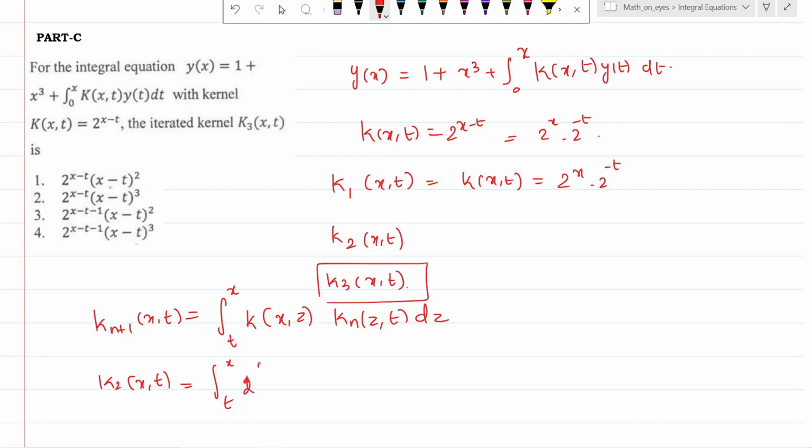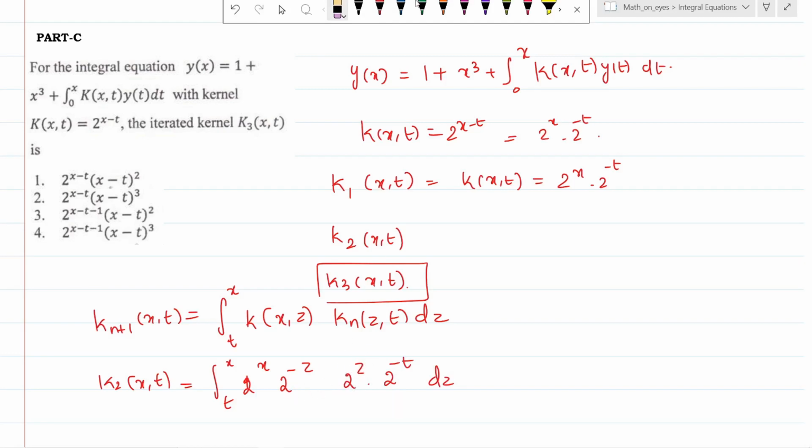So we will have 2 to the power x, 2 to the power minus z. And here k_n of z comma t. For k2 we will go with k1 here, k of x comma z and k1 of z comma t. So we have k1 of z comma t equal to the integral of 2 to the power z into 2 to the power minus t into dz. When you solve, these powers will be 0 and 2 power 0 will give you 1.